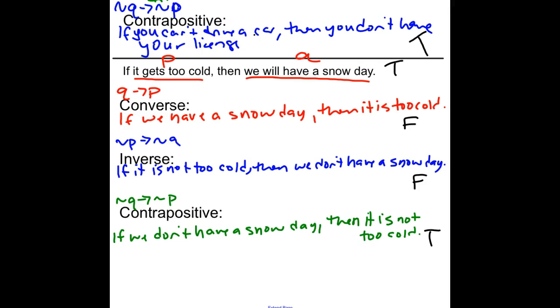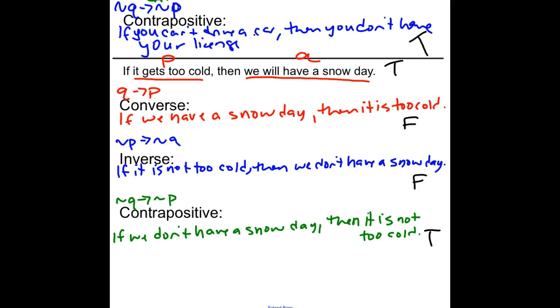Reasons for why the converse and the inverse are false would be you can have a snow day for too much snow and then it's not too cold. It's just that there's too much snow. So that would actually be your counterexample that would prove the converse and the inverse false in this case.